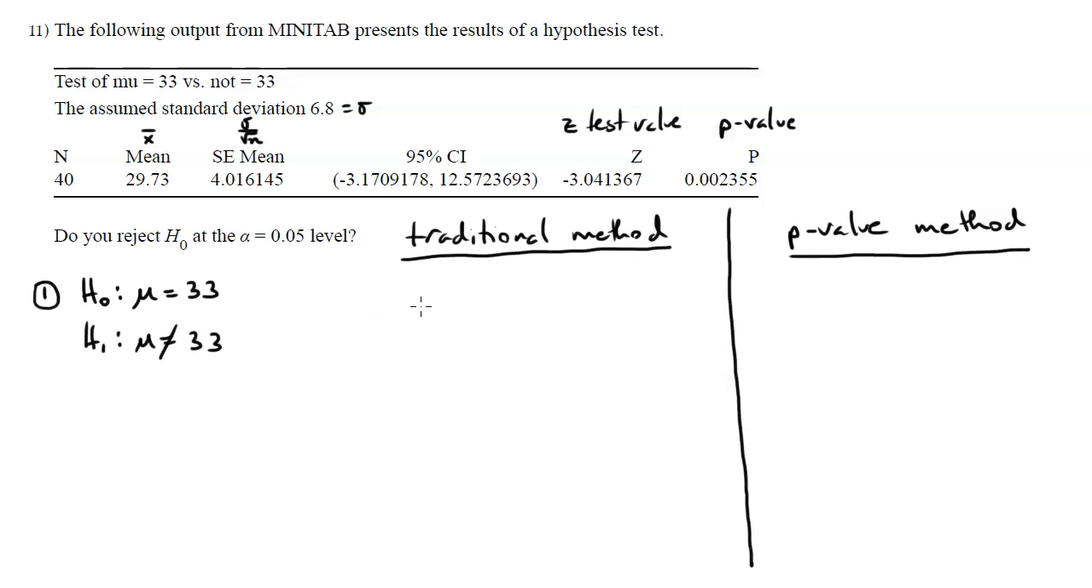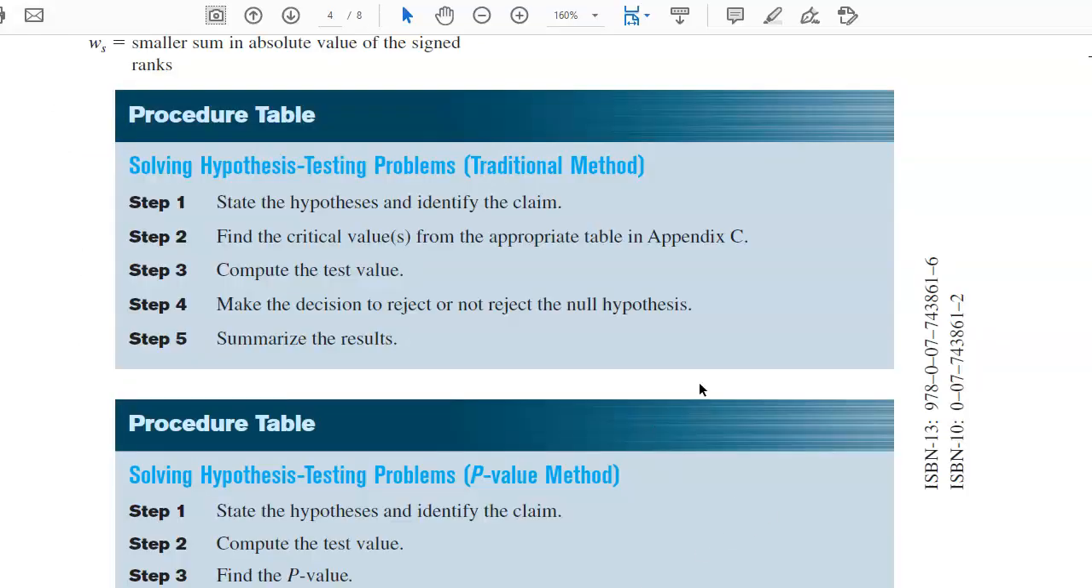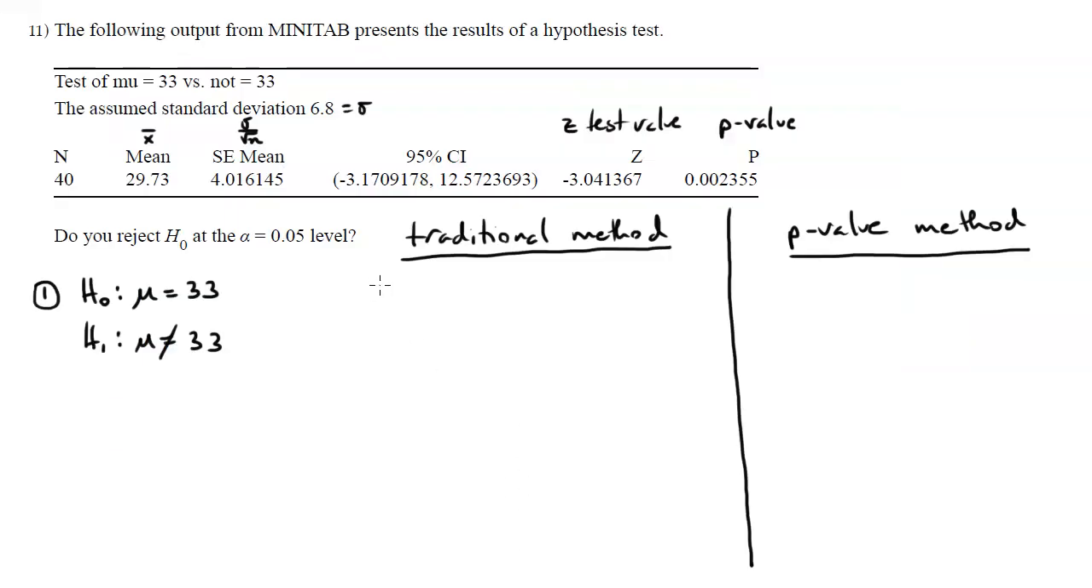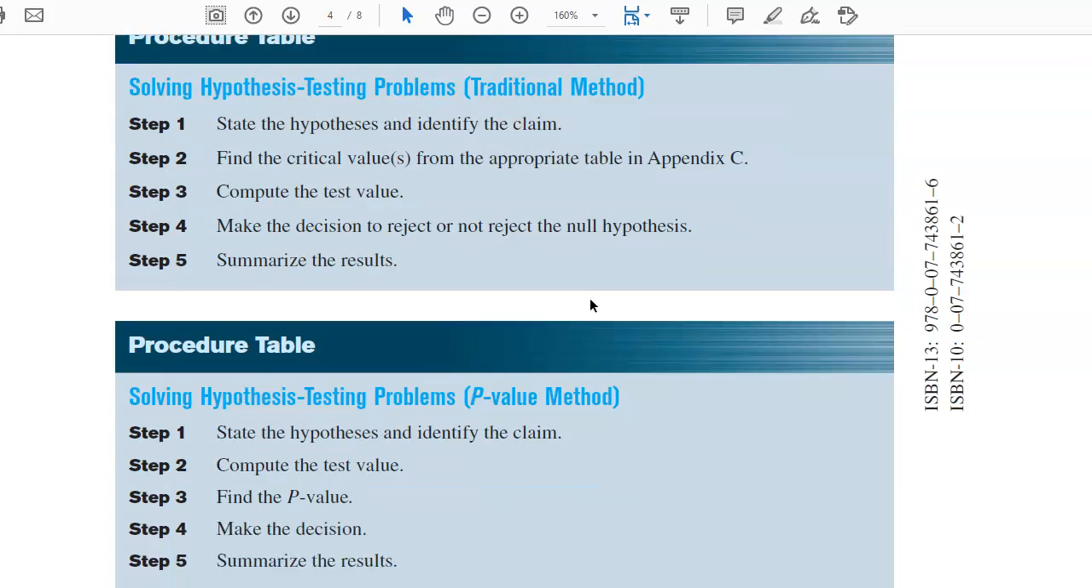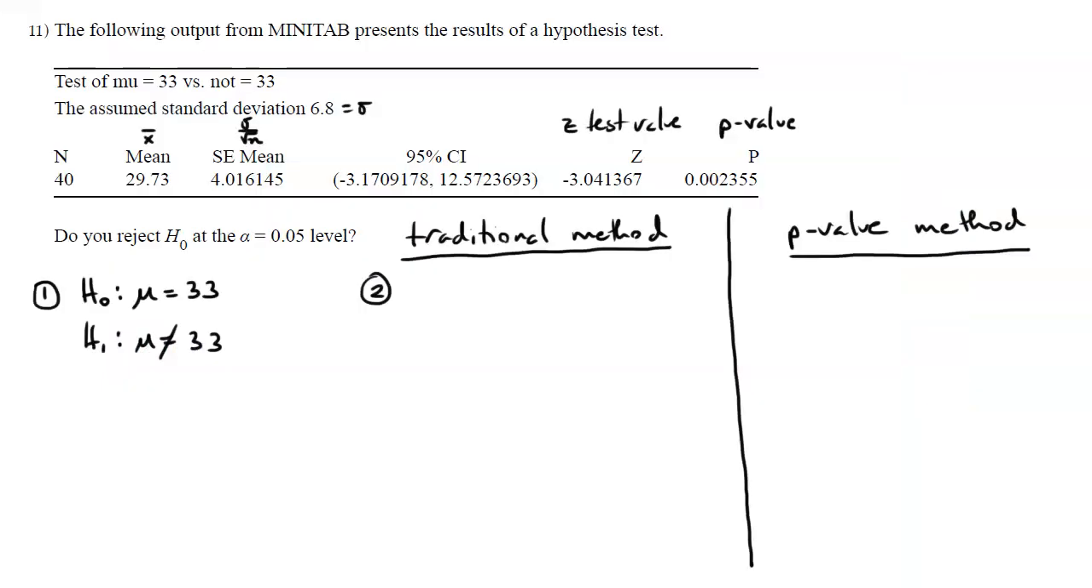So the traditional method, and again, I can go from the formula sheet. The second step of the traditional method is to find the critical value. That's where they diverge. The first step is the same: state the hypotheses, identify the claim. But for the traditional method, the second step is find the critical value. For the p-value method, the second step is compute the test value, which is the third step here. So let's go with the traditional method and find the critical value.